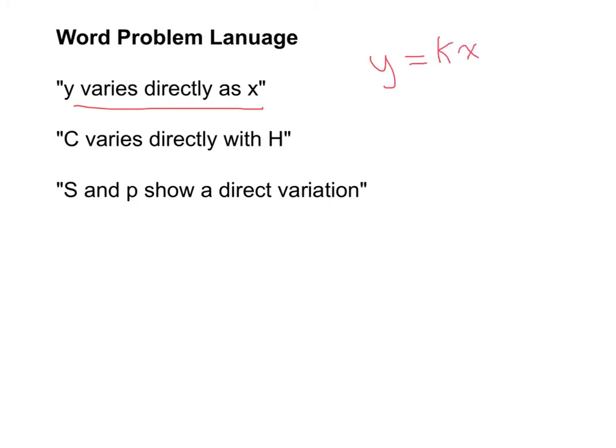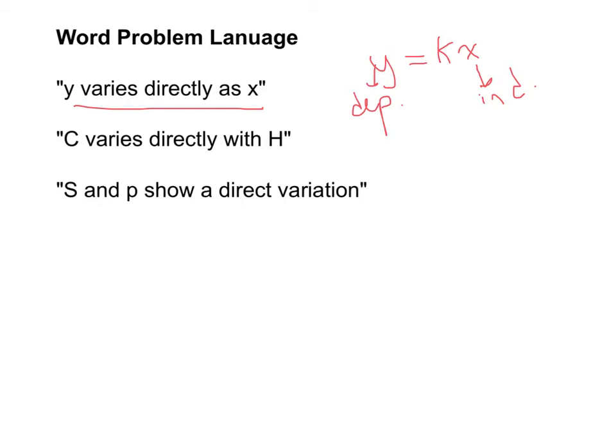So x would be considered the independent variable, and y would be considered the dependent variable. You don't need to get too hung up on those terms now, but you should know them, and you're going to be able to determine which variable is which depending on how they word things. So that one's easy. Y varies directly as x.